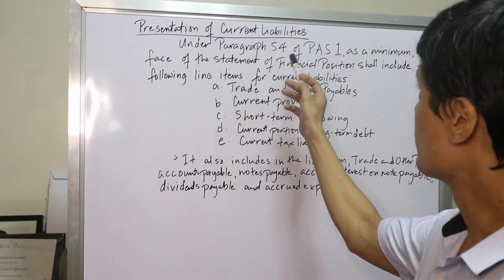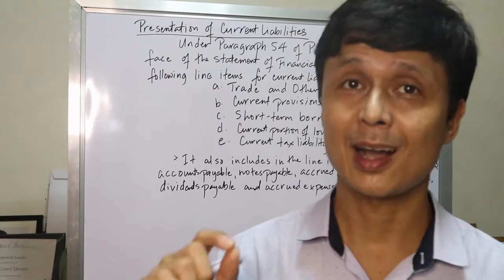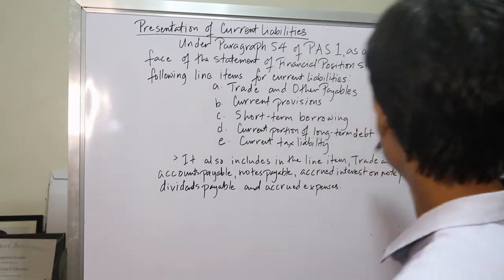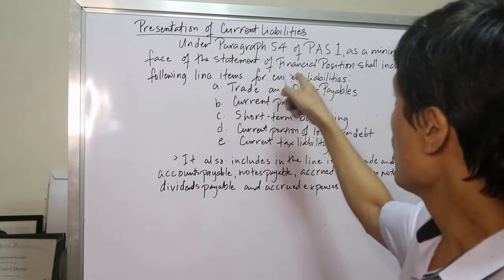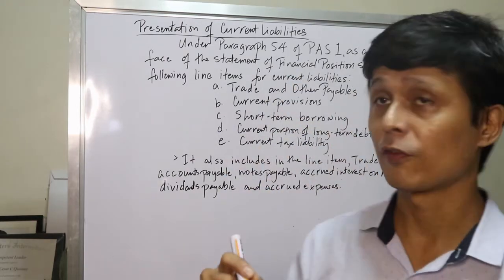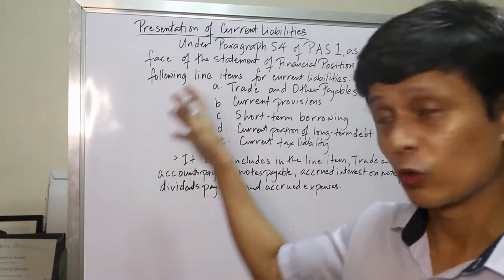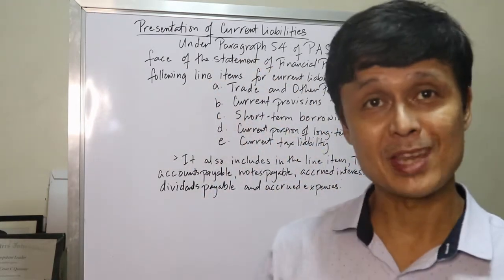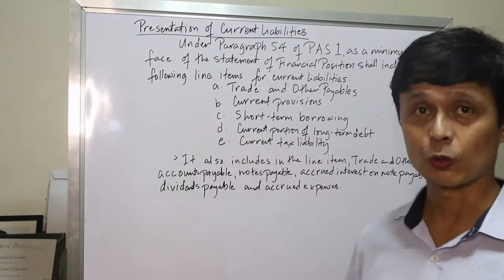So, under paragraph 54 of PAS or Philippine Accounting Standards 1, as a minimum, the face of the statement of financial position shall include the following line items for current liabilities. So ito yung suggested or minimum na makikita natin doon. Number one is yung trade and other payables.